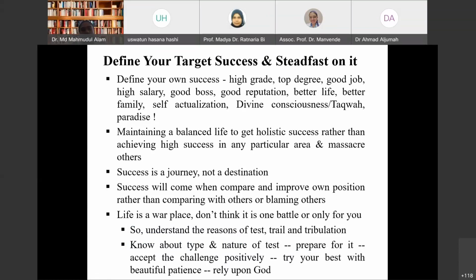Okay, so take what you can. Another issue: don't think of it as a single battle, where one article, one project, or one promotion is finished and that's all. Life is not a battle, it's a war, with lots of battles one after another, for everyone. So approach it in a sustainable way. Know your nature, your way, your type. Prepare for the problems and issues that are coming. Accept the challenge positively, and try your best with passion.